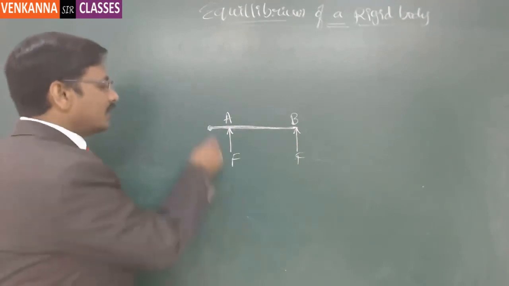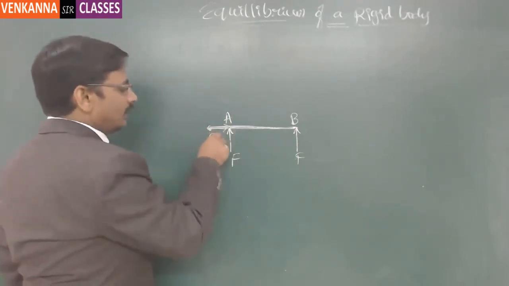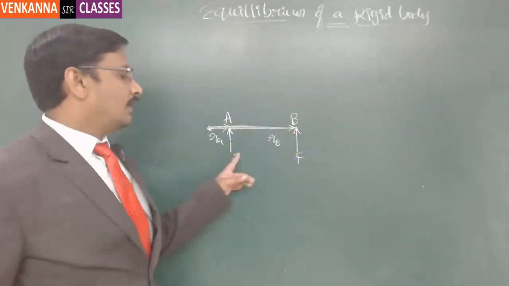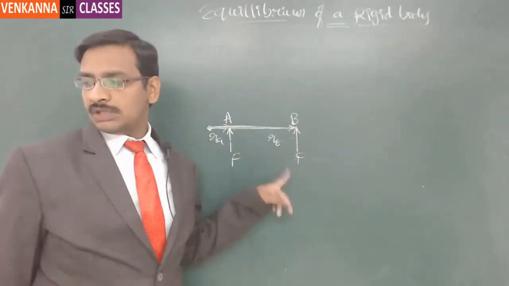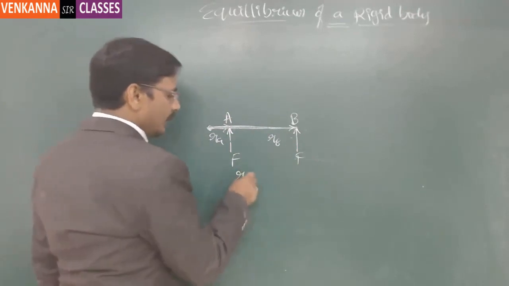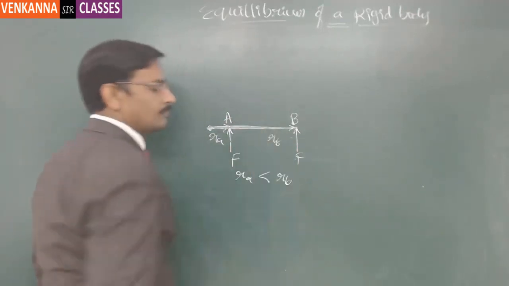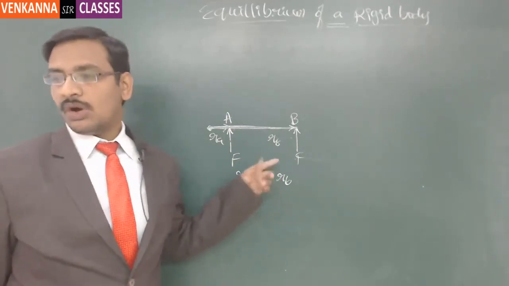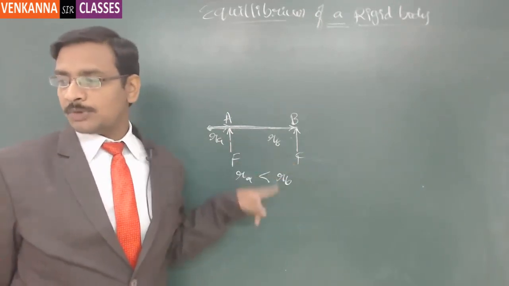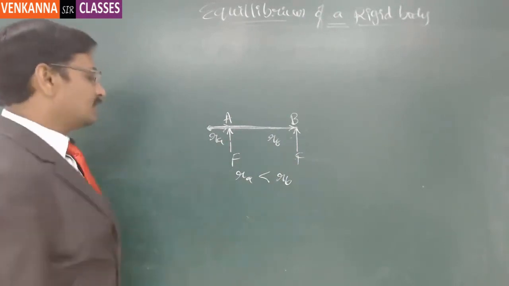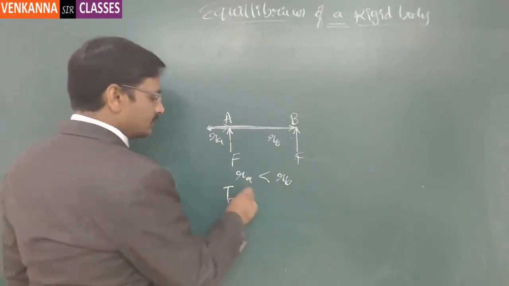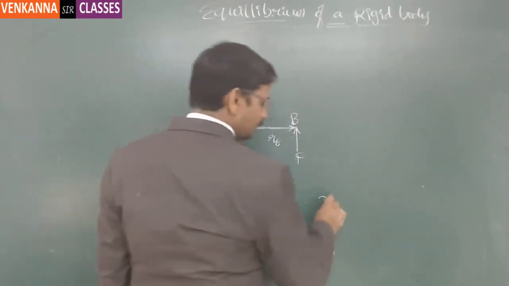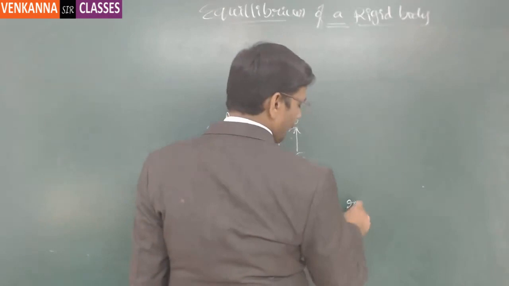Now the distance matters here. This is RA and this is RB. Out of these two scenarios, RA is less than RB. That means R is essential for having more twisting force. So R has a direct proportionality impact on it. That means this is torque: TA is equal to RA into F, and TB is equal to RB into F.